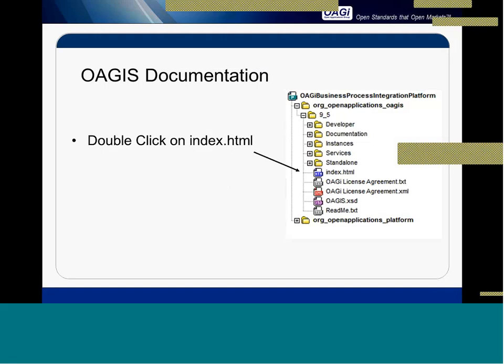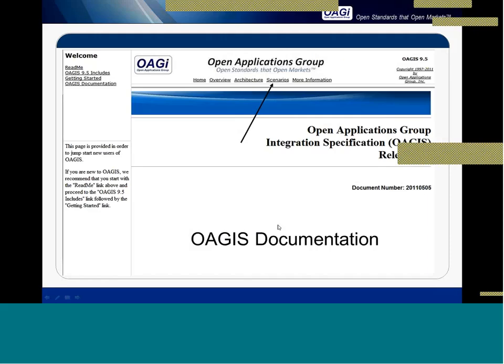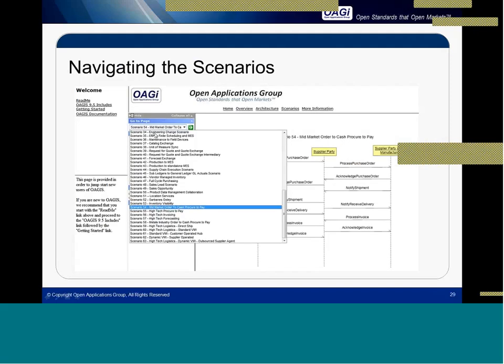When you open up the libraries themselves, you'll see under 9.5 something called index.html. If you double click on that, you'll open up our overall documentation. And the documentation will have across the top, here's an architecture overview, and here are the scenarios. If you click on scenarios, you'll come down to this, and you'll have the list of scenarios which you can then navigate, and it displays what the scenario is. And here's the mid-market order-to-cash, procure-to-pay scenario, and you can see which messages are used in it and how. And then this could help you find the message that you need.